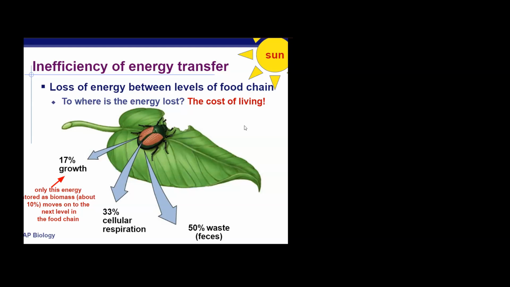And then we have about 17% of the consumed energy being used for growth. And of that, we estimate about 10% is stored as biomass. And that biomass is what is available to the next consumer. So that's where we get our idea of about 10% of energy being available from one trophic level to the next.